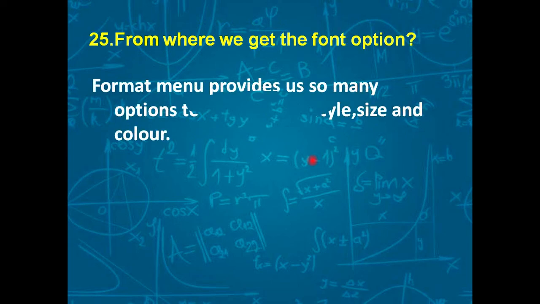So from where do we get the font option? The format menu. You can choose the format menu and find the font dialog box. From the font dialog box, as we discussed in the previous question, font is just the writing, and the font dialog box provides you so many facilities to apply style, size, and color. You can increase or decrease the size of text, change the writing style, and change the color of text according to your choice.